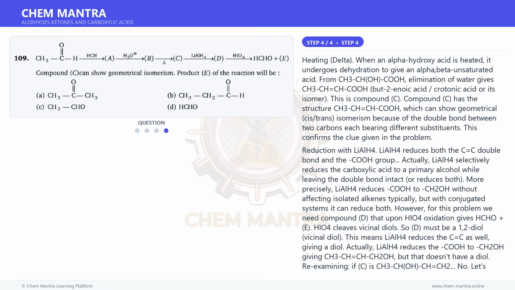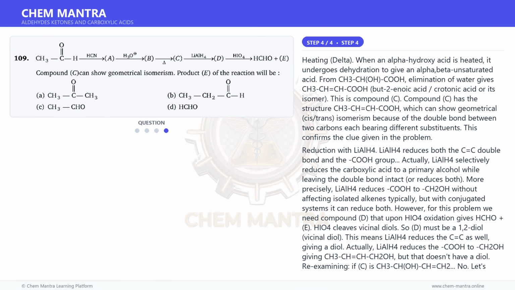The most consistent interpretation: C is CH3CH=CHCOOH, D after LiAlH4 is CH3CH=CHCH2OH, and HIO4 cleaves the double bond, treating it as periodic oxidative cleavage of the alkene, analogous to ozonolysis context in some textbooks, giving HCHO from =CH2.